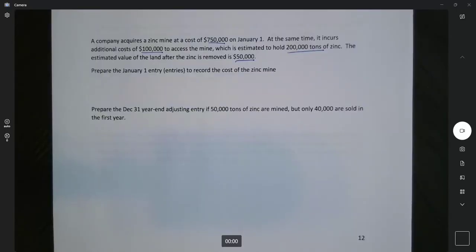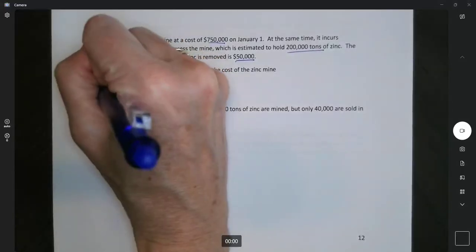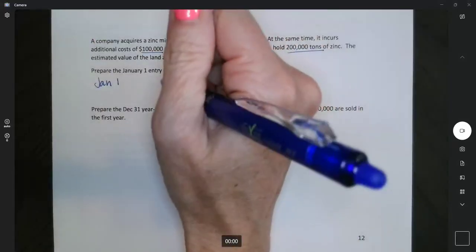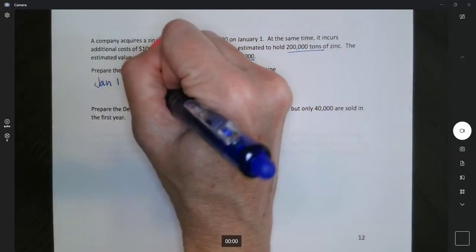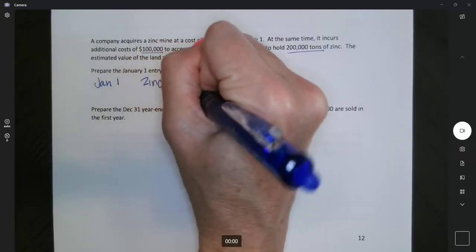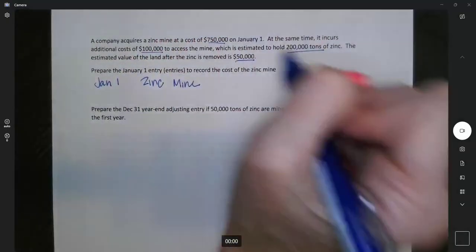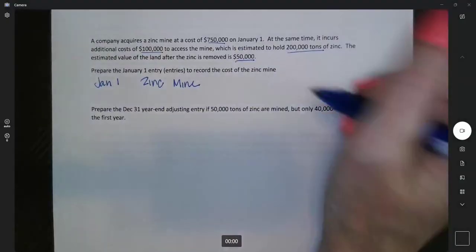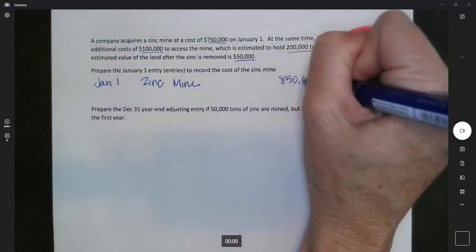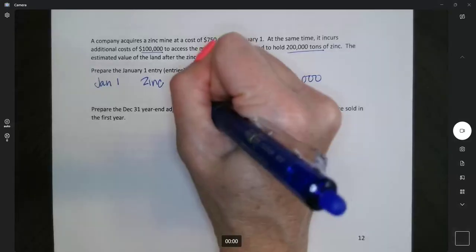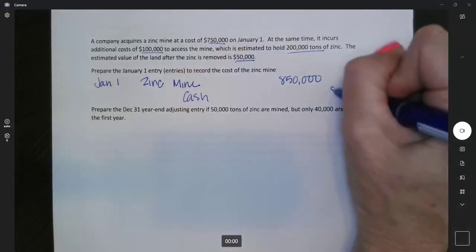First off, we're going to prepare the journal entry to record the cost of the zinc mine. So on January 1, we're going to debit zinc mine. We're going to take the $750,000 and the additional cost of $100,000, which is going to be $850,000. We'll credit cash, $850,000.